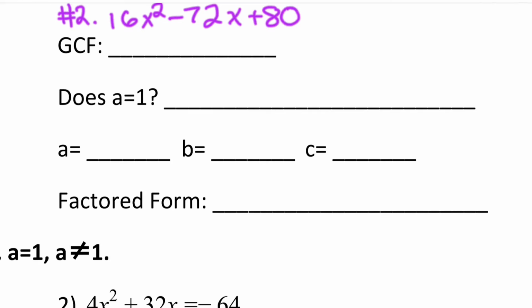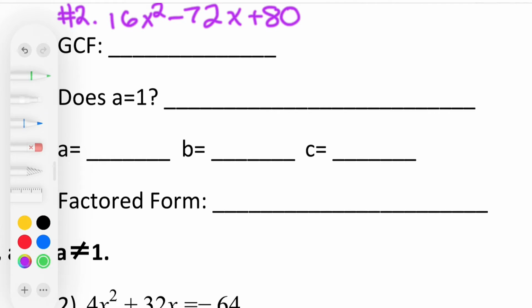So for number 2, we had 16x squared minus 72x plus 80. So we are looking to see if we have a GCF. Looking at the numbers, 16, negative 72, and 80. Is there a GCF? Yes, our GCF is 8, my bad, 8. So because our GCF is 8, we are going to factor out 8 from each term.